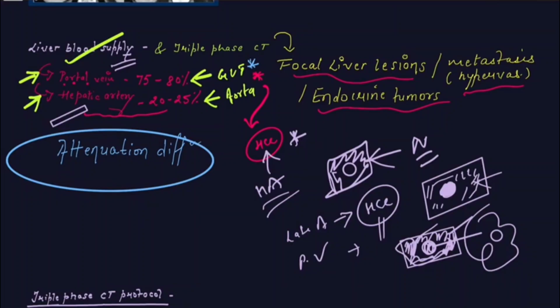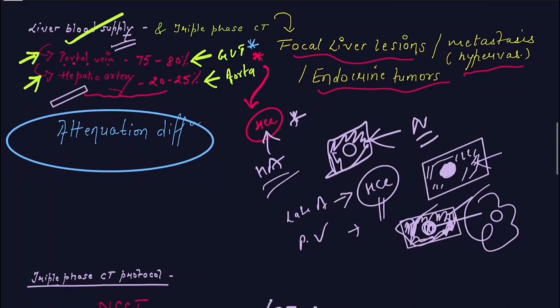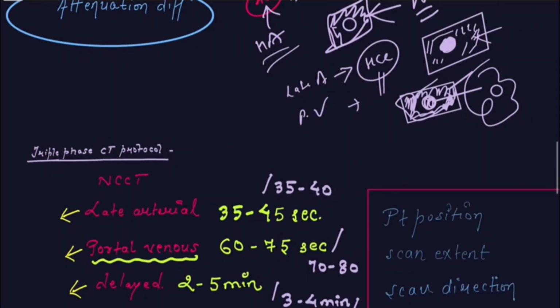Okay, so now let's discuss the triple phase CT protocol. So first is the non-contrast CT. It is always taken, for example, to look for any calcification within the lesion or any fat in the lesion, best visualized on NCCT images.